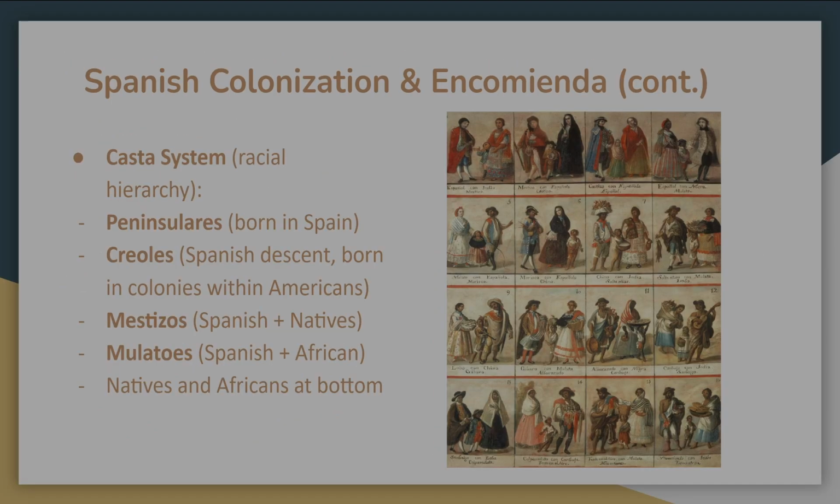You have the caste system, which was a racial hierarchy. It started with the Peninsulares, who were people born in Spain, the Creoles, who were of Spanish descent and born in the colonies within America, Mestizos, who were Spanish plus natives, and Mulattoes, who were Spanish plus Africans, and you have the natives and Africans at the very bottom of society.